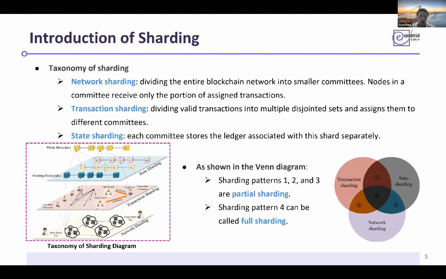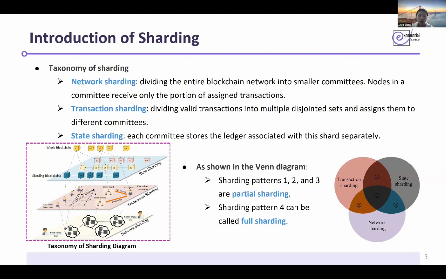Sharding can be categorized into 3 types based on the object being divided. The first type is network sharding, where the nodes in the network are divided into different committees. The second type is transaction sharding, where transactions are divided and assigned to different committees. Third is state sharding, where the ledger is split into different parts and each committee only needs to store the portion of the ledger related to its shard.